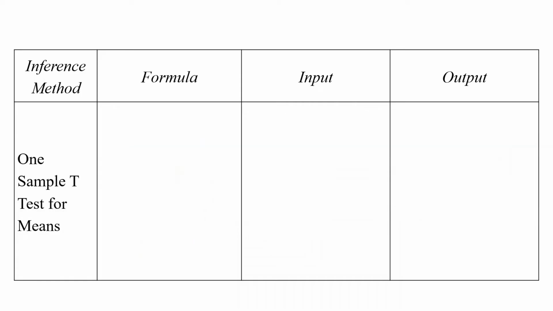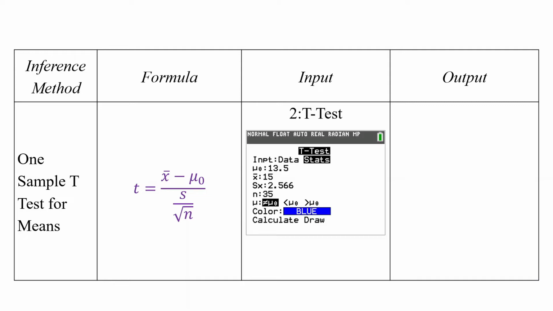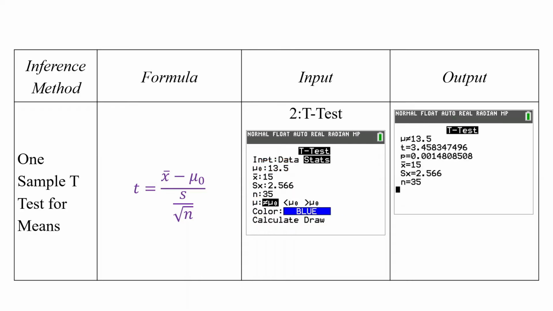Now let's look at our test. We have the one sample t-test for means, and our t-test statistic is going to be this formula. Our input, if we're just doing stats, is going to be our null hypothesis, our x bar, our s, our n, and then our alternative. If you have the TI-84 Plus, remember that you can actually draw the distribution and choose that option. But usually we just press calculate because we're just interested in those numbers.